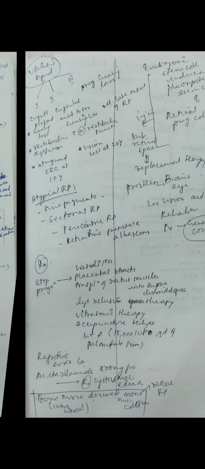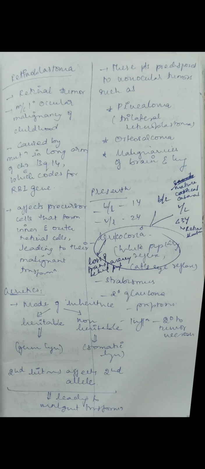Genetics: the mode of inheritance is heritable and non-heritable forms. Heritable is germ line and non-heritable is somatic line. The germ line and somatic line both contribute to the disease. The first hit of mutation won't cause this disease, whereas the second hit that affects the second allele will lead to the malignant transformation. Basically, both copies of the gene coding for this retinoblastoma protein must be affected to cause the malignant transformation.